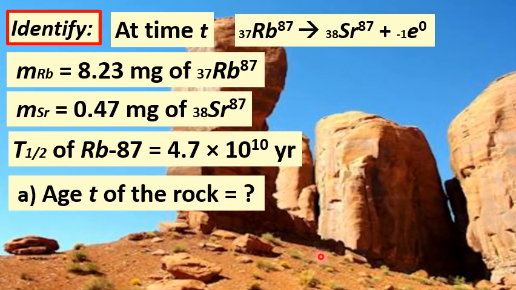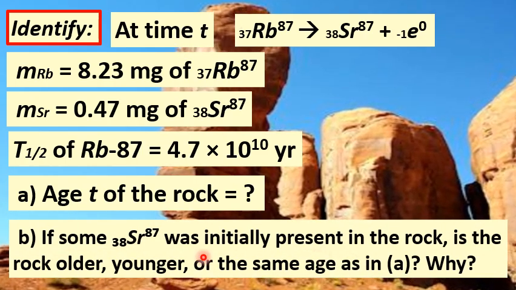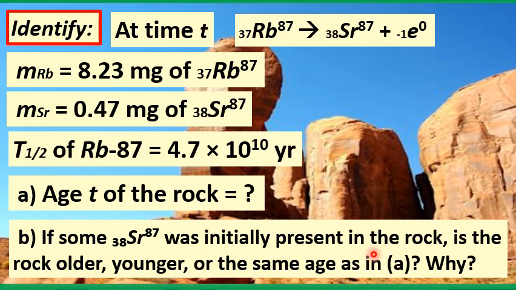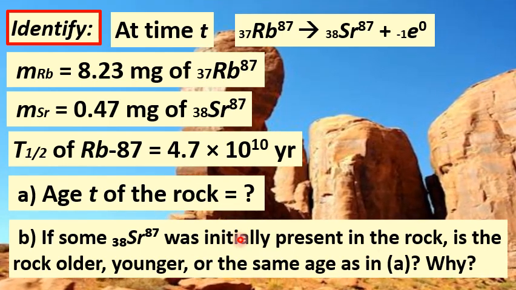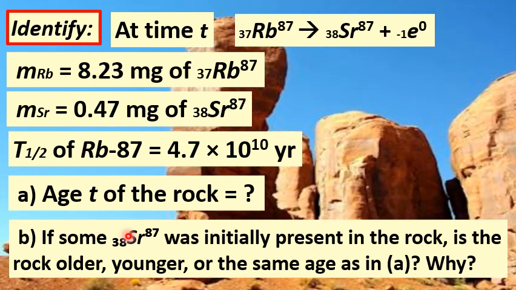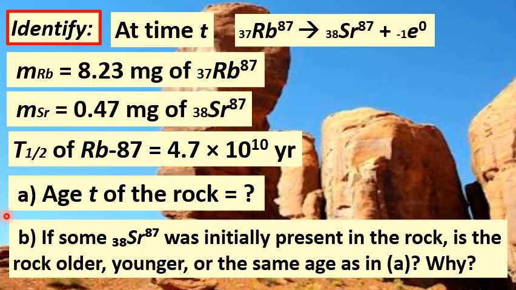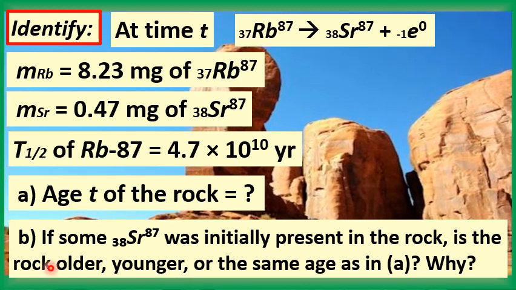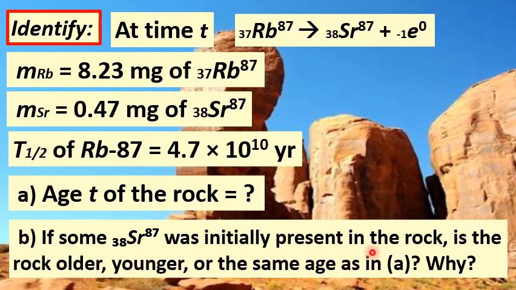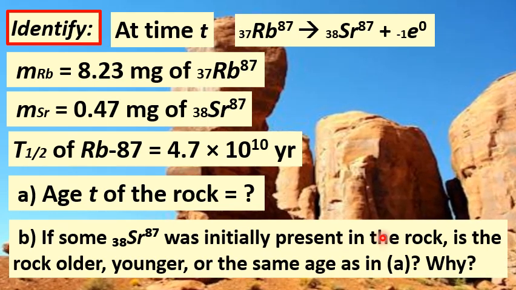And the other question, letter B, supposing some strontium-87 was initially present in the rock, meaning at time t0, there was already some amount of strontium-87. So, whether the rock is in fact older, younger, or just the same age as the age calculated in part A, then you have to explain why.